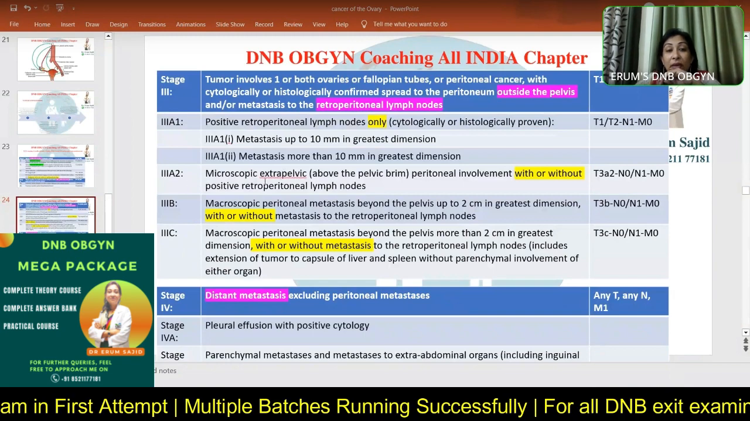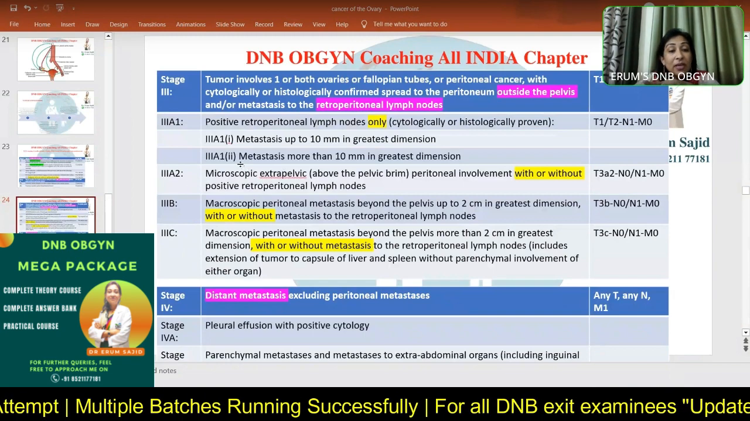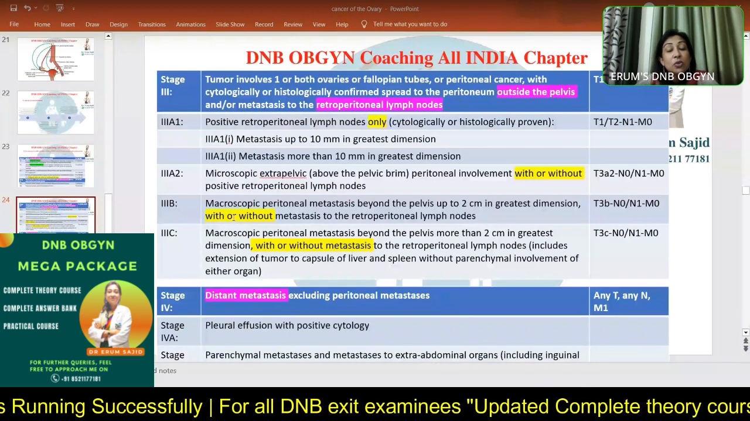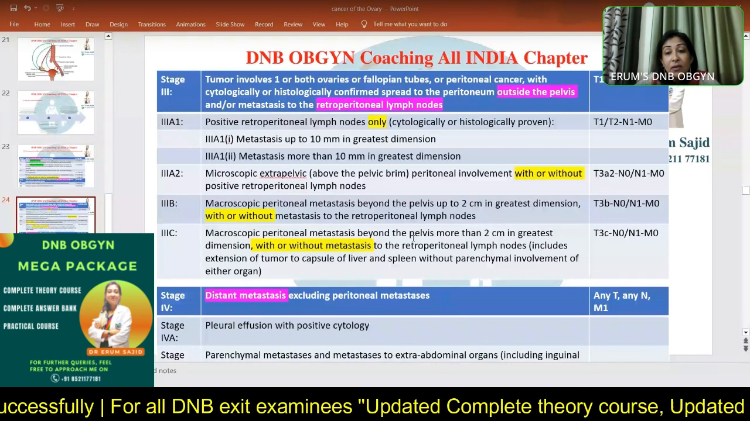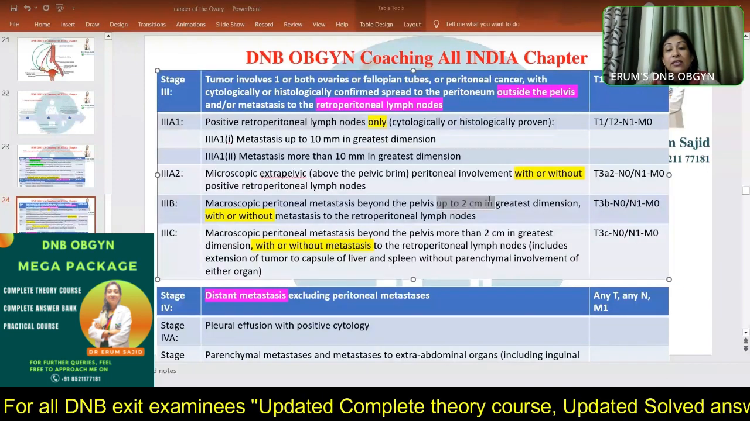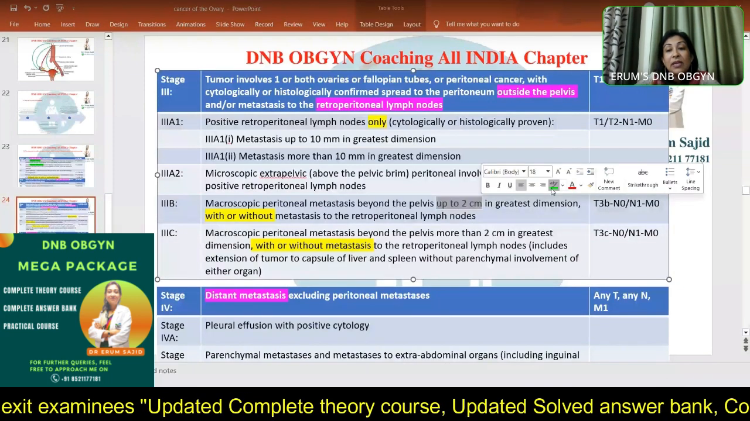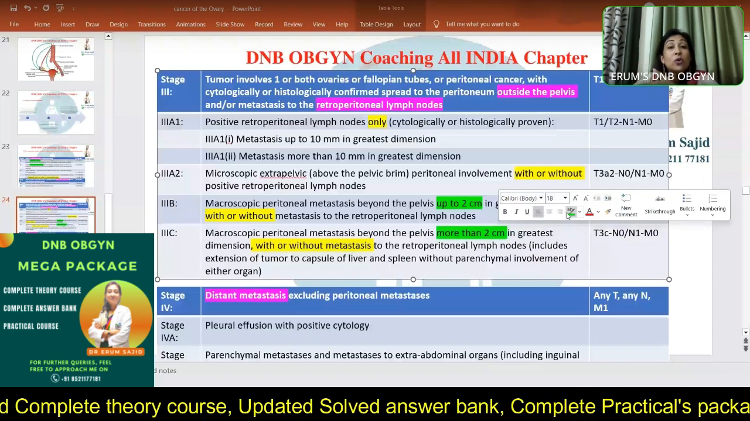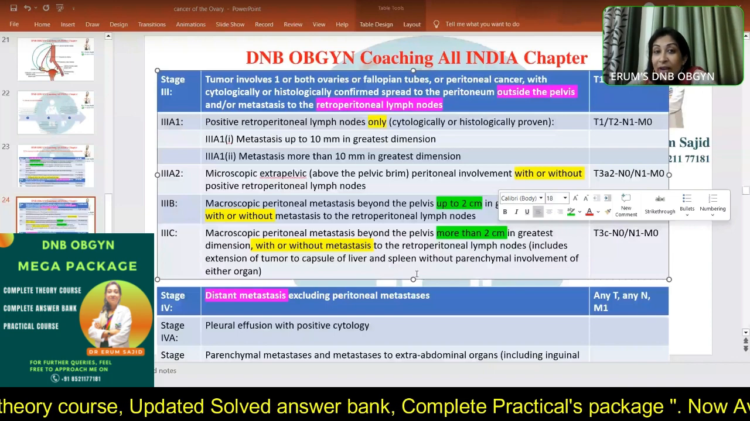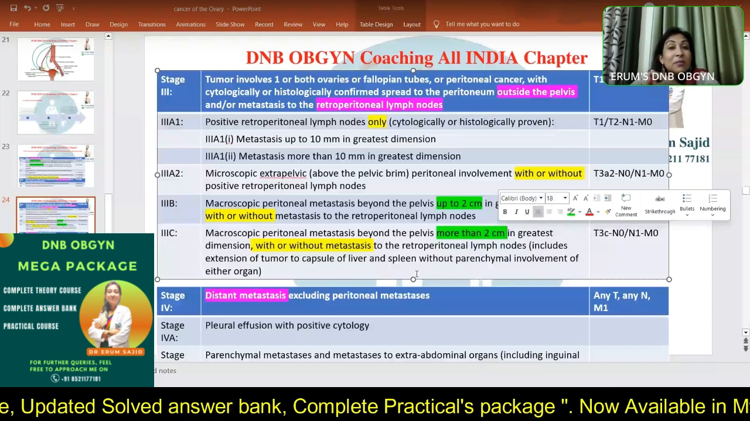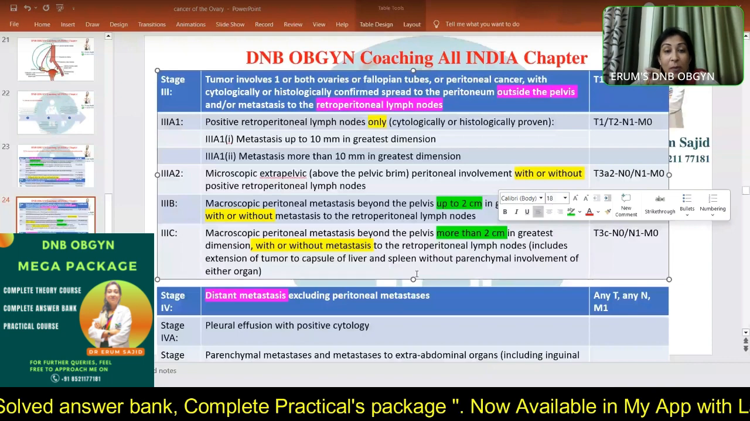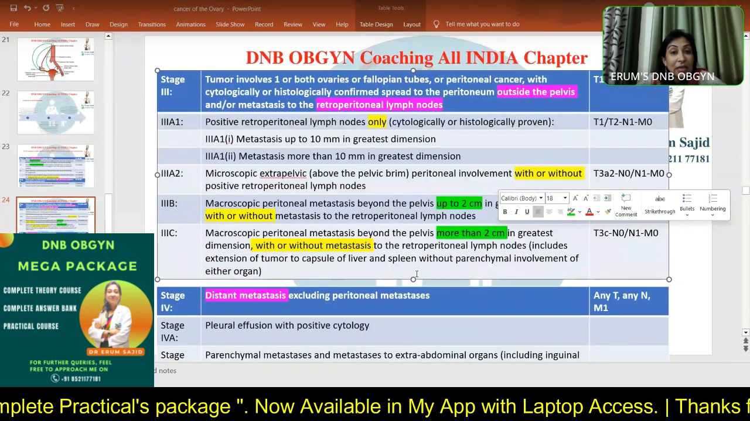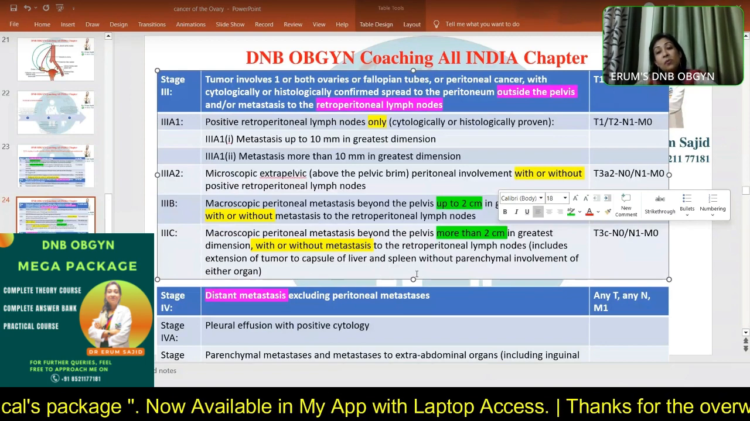Now, stage 3A2 is microscopic, stage 3B is macroscopic, stage 3C is also macroscopic. So what is the difference between these two? Up to 2 centimeters, more than 2 centimeters. Something like your cervix, right? It is not microscopic, it's macroscopic, but how big? So 4 centimeters, more than 4 centimeters. I remember I told you the funda that 4 centimeters is a very common, popular figure in this, remember always.